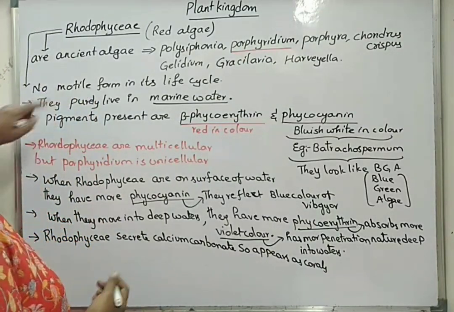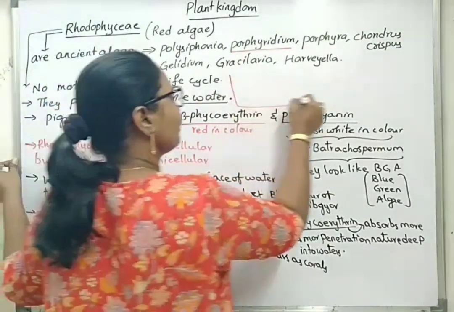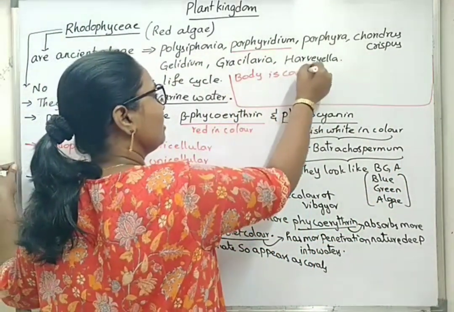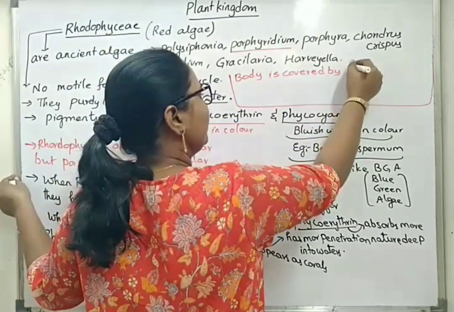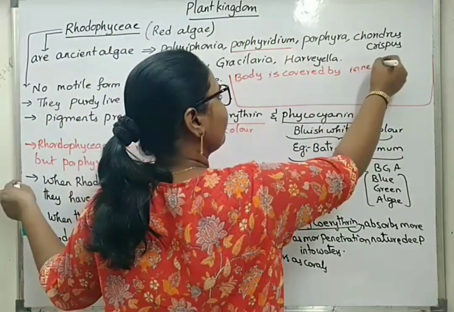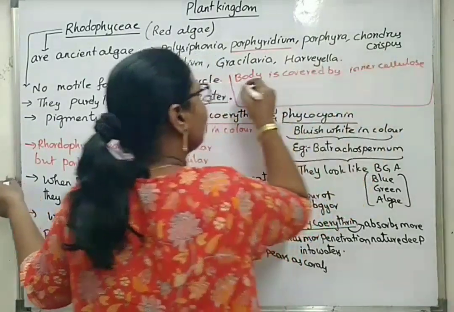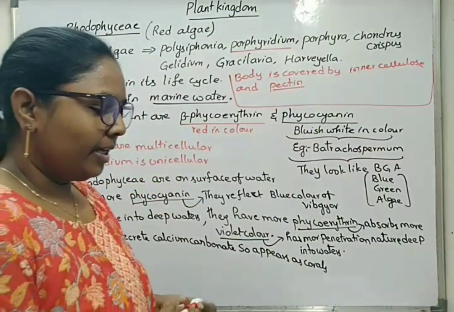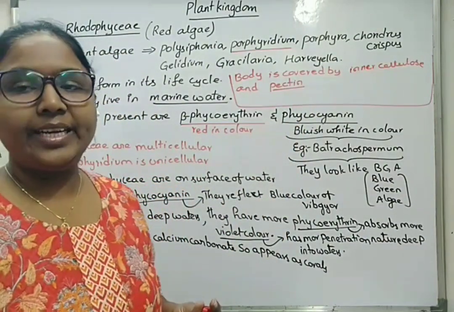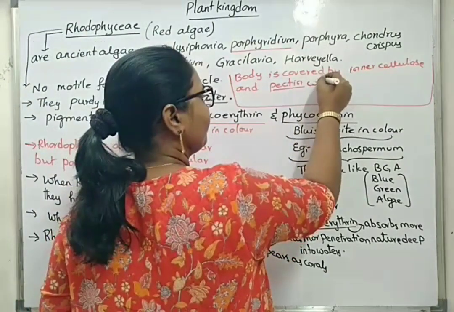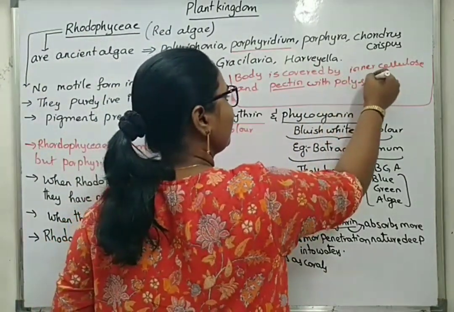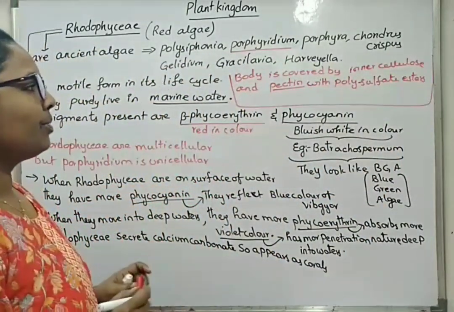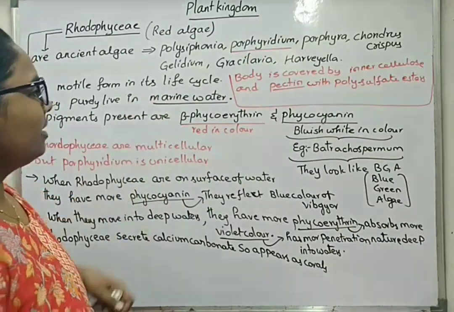Here I have said there are no motile forms. Coming to the body, it is covered by inner cellulose and pectin. Along with pectin, there will be polysulfate esters. This is an important point that we must have discussed earlier.